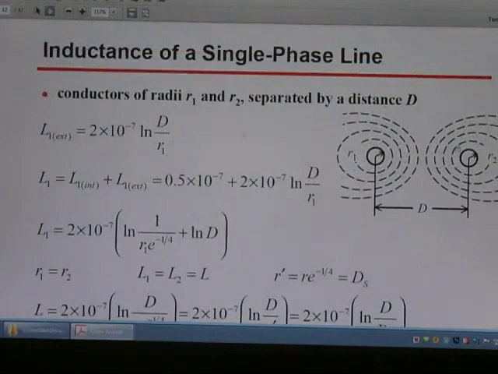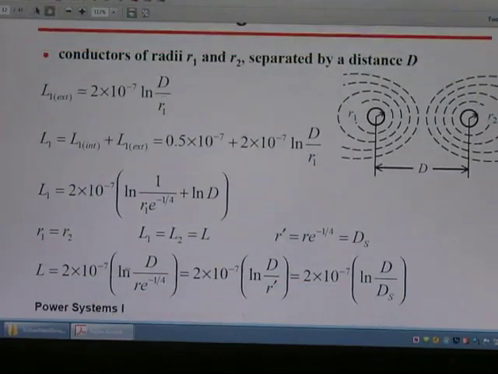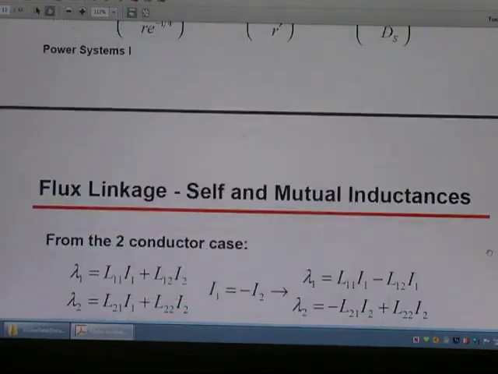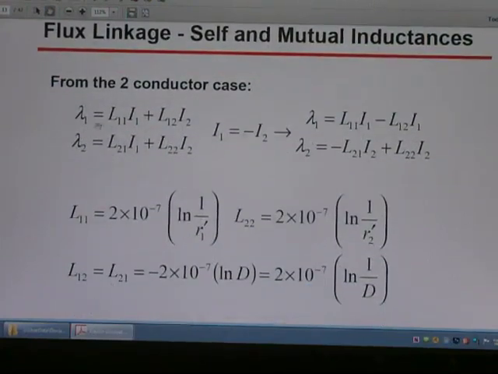And similarly, for the two-conductor case, we can also calculate the flux linkage equation and the mutual inductance.